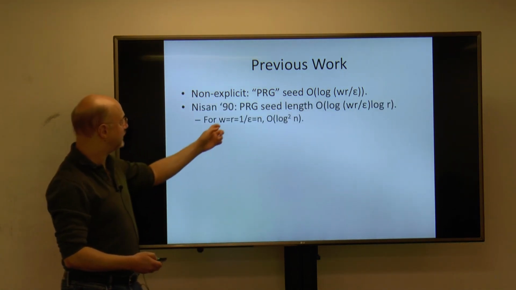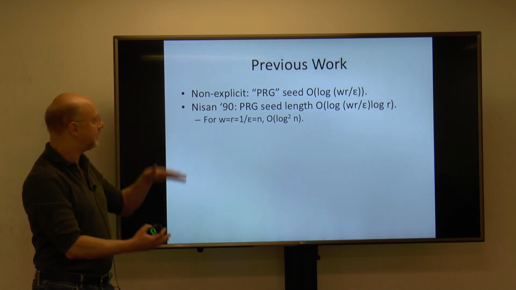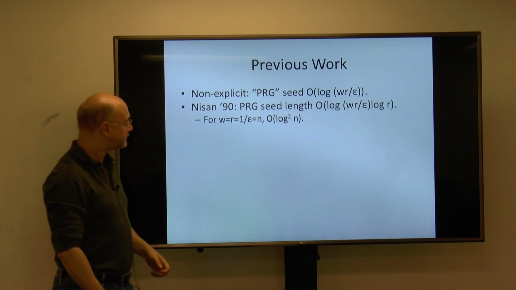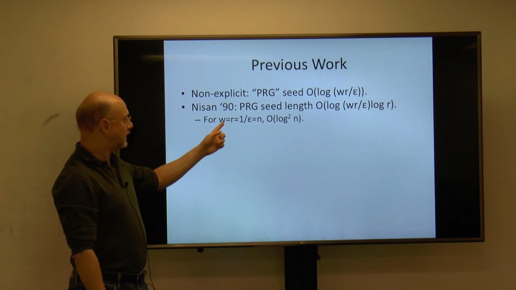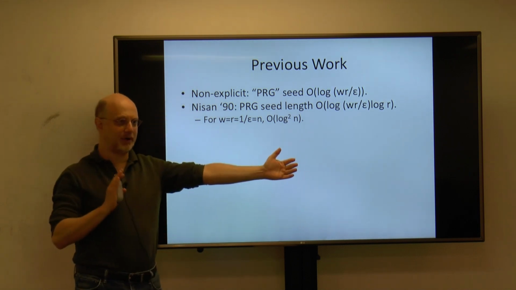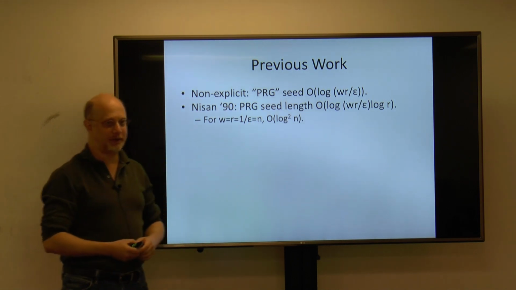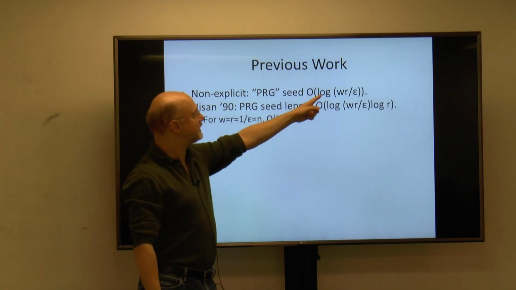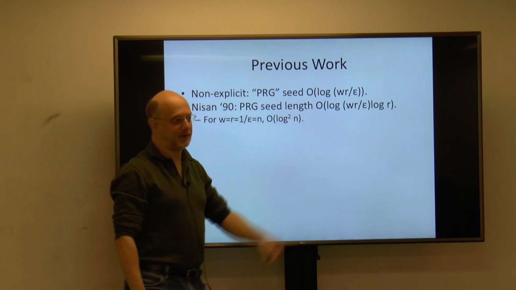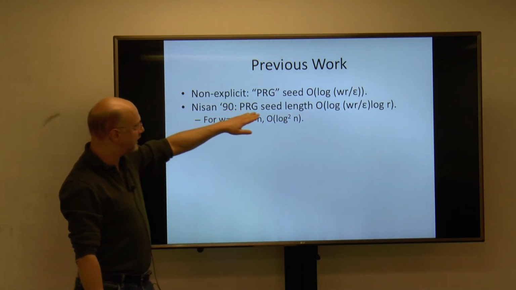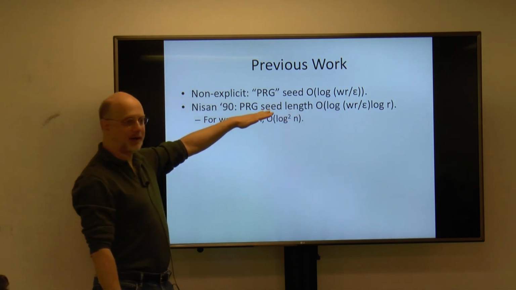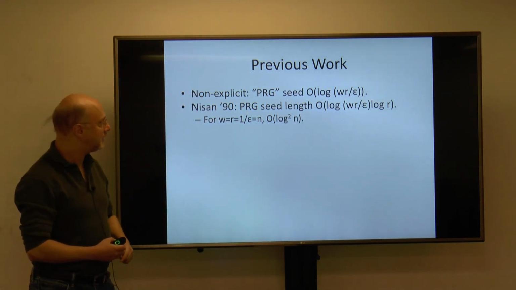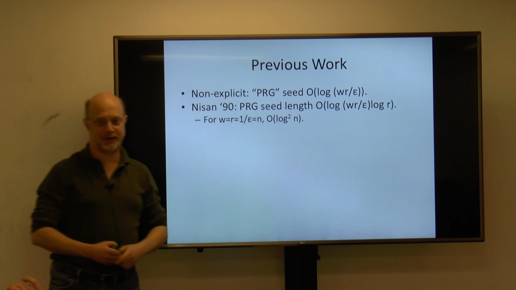You should think of W, again, as the width. So you should think of the parameters W, R, and 1 over epsilon as all being n. So the width is n, the length of the program is n, and epsilon is 1 over n. So in that setting, this gives just log n bits for the non-explicit. Nisan gave an explicit pseudorandom generator where the seed length is off from optimal by this log R factor. So it gives log squared n in this setting.